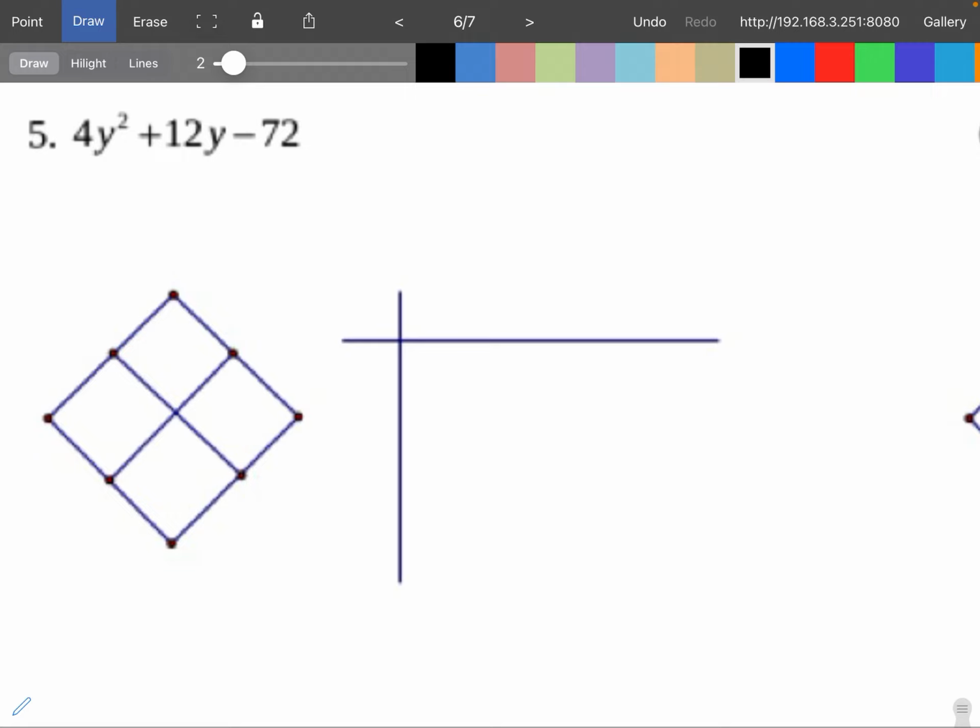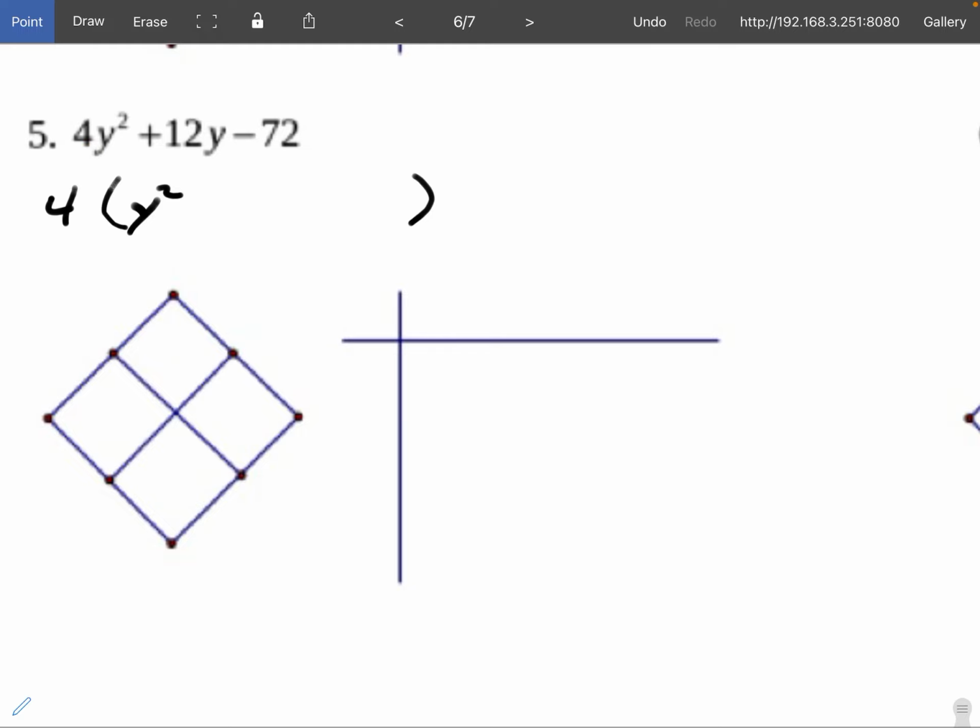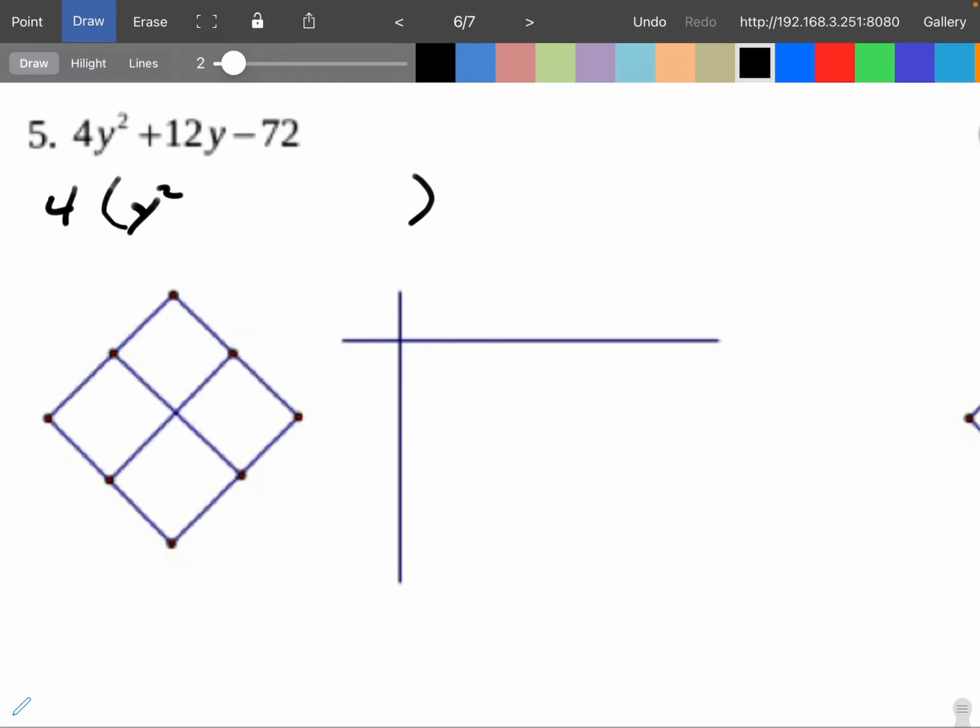All right, this one. Is there a greatest common factor for 4, 12, and 72? It's a 4. So we just got to fill this thing in. We're going to do the distributive property backwards. 4 times what gives you 4y squared? That would be y squared. Or you can think about it, you're just dividing 4 into each of these numbers. So then this would give you plus 3y. And this will give you 72 divided by 4. That's going to be a negative 18. I think that's right, isn't it?